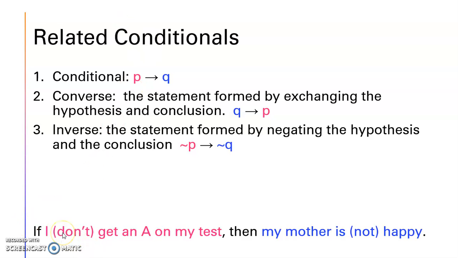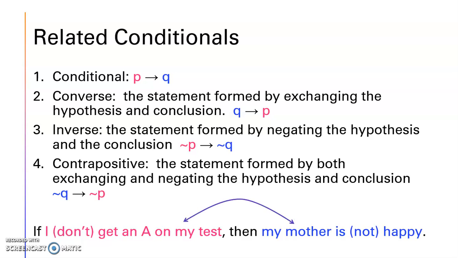Notice I'm putting these in here. If I do not get an A, then my mother is not happy. Those are the things that I added in to create an inverse. The original conditional would not have those parenthetical things in there. I would not need the parentheses, obviously, if I was writing an inverse. I just wanted to make sure you could see the difference in what I added. So if I don't get an A, no parentheses, then my mother is not happy. Again, no parentheses. Now the final type, let's take a look.